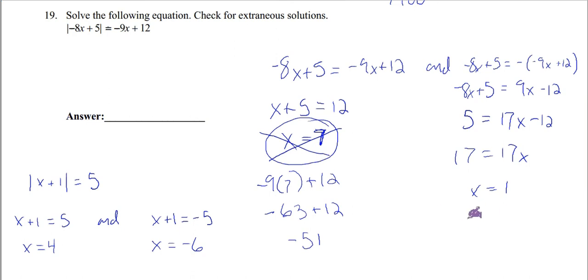Let's make sure this one works. I can see it's going to, but I will prove it. Negative 9 plus 12 is positive 3, right? That just means absolute value equals positive 3. Perfectly fine. So this one works. This one's great. So x equals 1 is the only valid solution. The other solution is extraneous. It's extra, right? It does not fit inside the set of solutions.